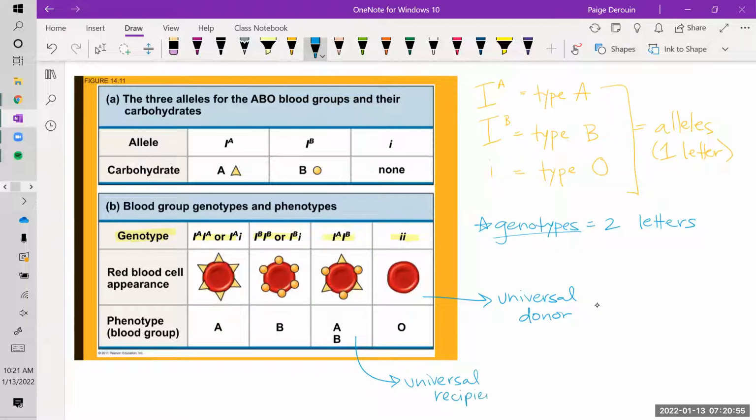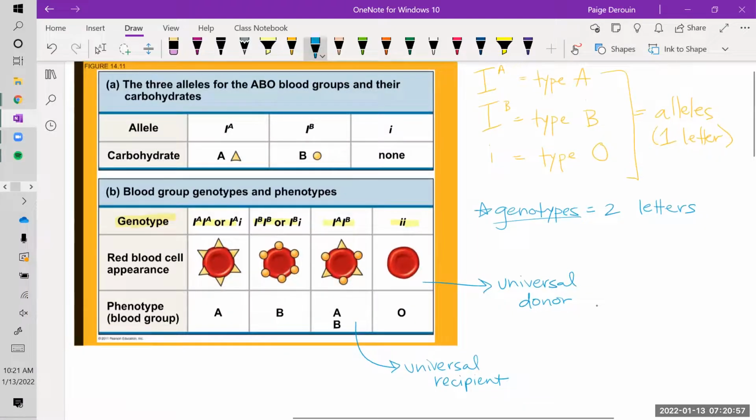recipient. And to be more specific, O negative is the universal donor because they also don't have Rh, which is the other like positive or negative. And AB positive is the universal recipient because they have everything. So basically, O negative people have nothing, so like super stealthy. And AB positive people have everything, so they won't recognize anything as bad.